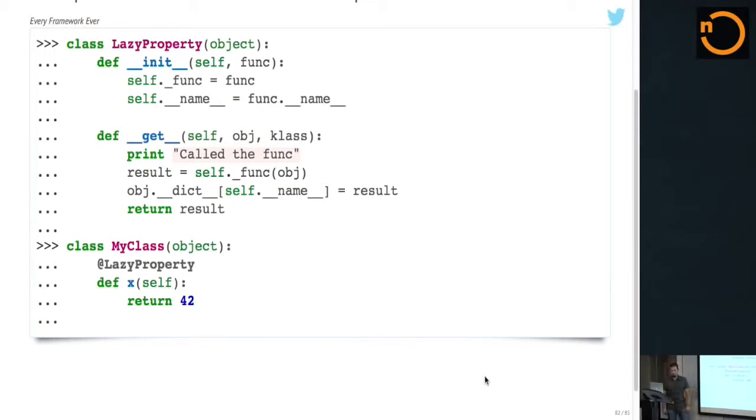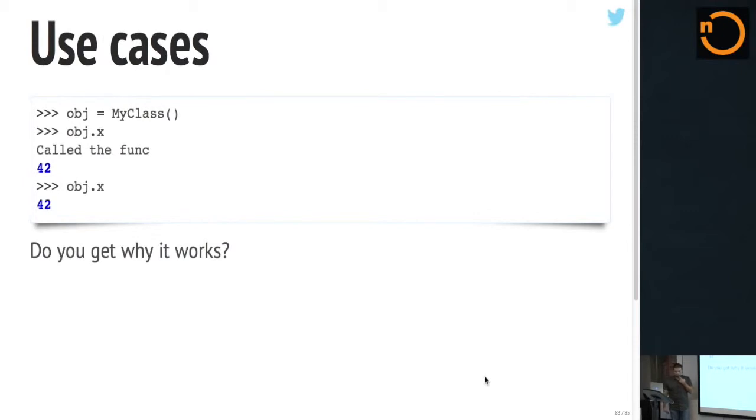So you could use it like this. It looks a lot like the property decorator. You just write a function, def x, it returns 42, the answer to every complicated question, and it's decorated with @lazy_property. So what is it doing? The first time you reference x, it calls the descriptor and gives you 42. The second time, it just gives you 42.